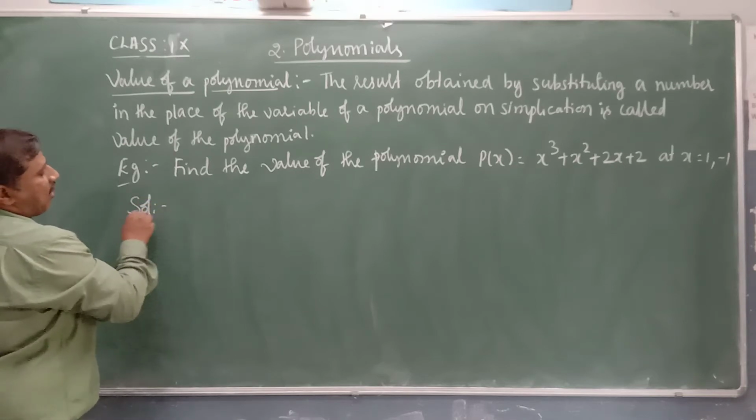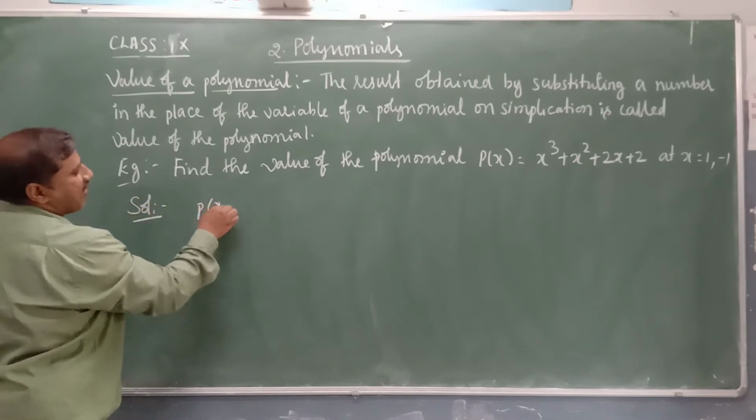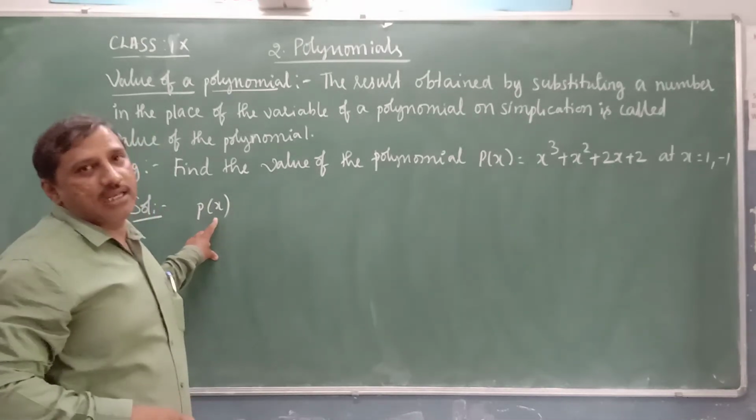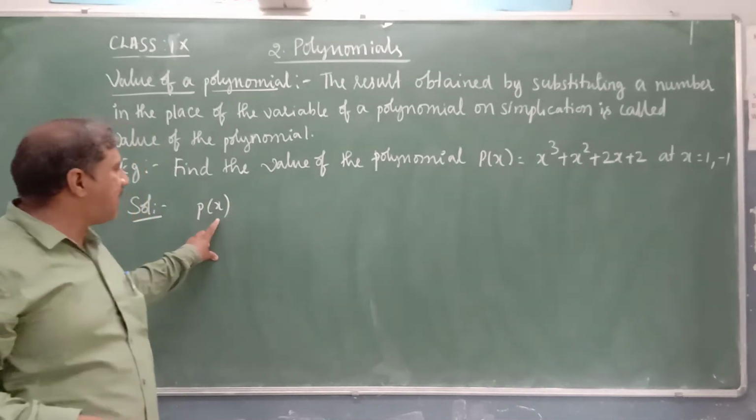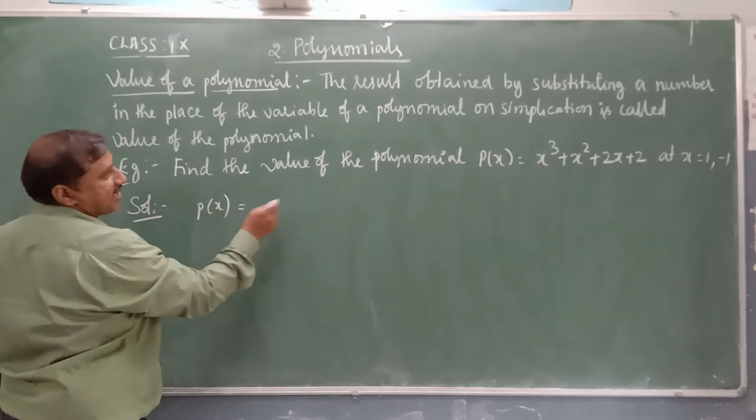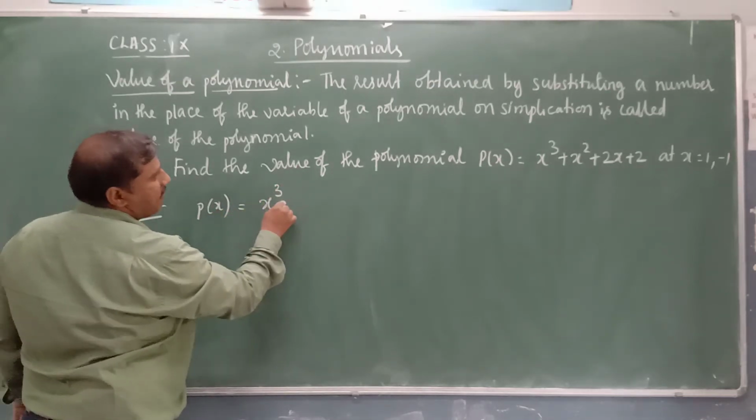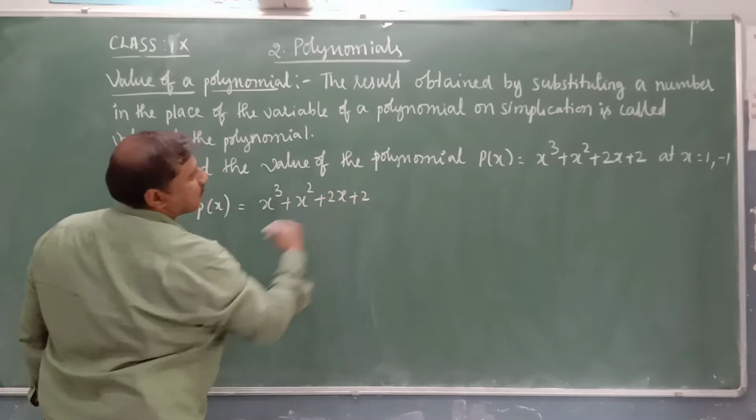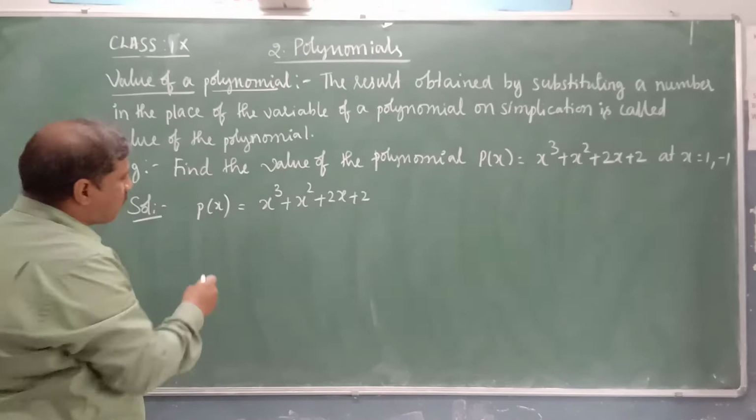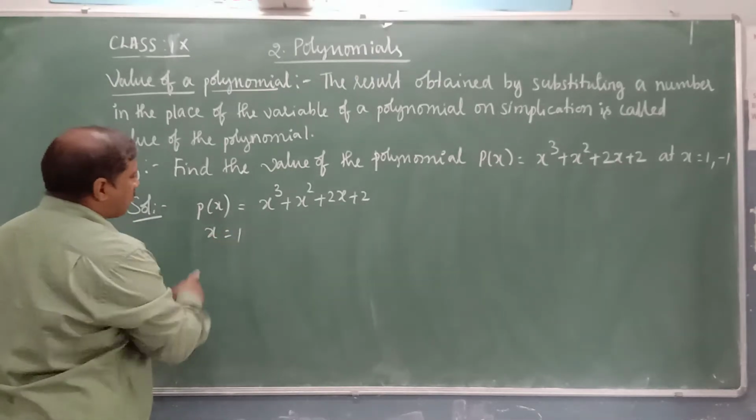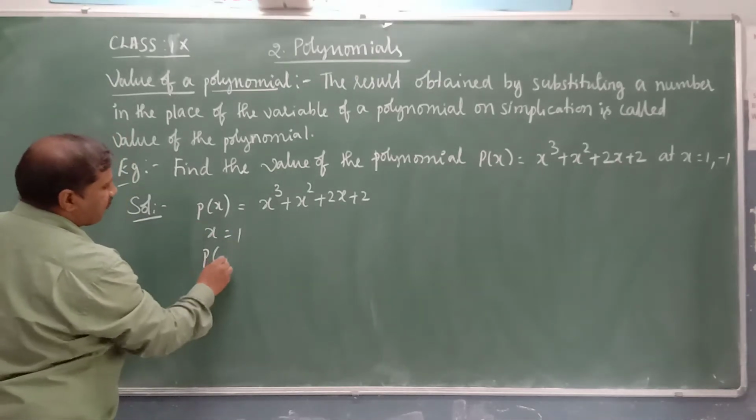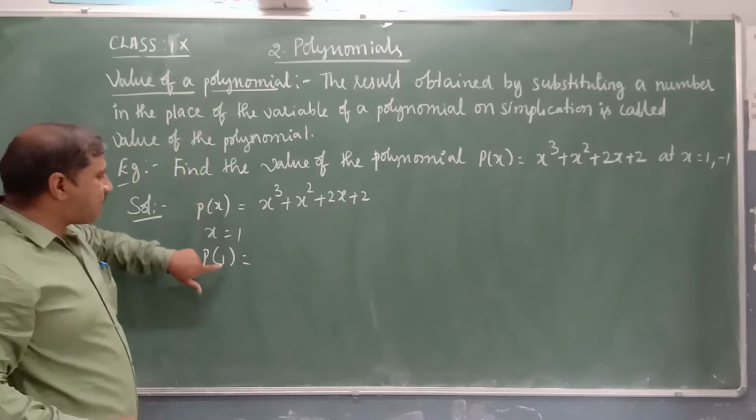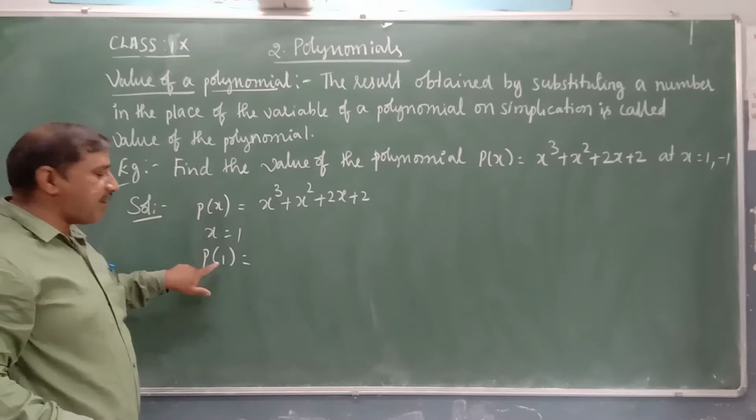Yes, the given polynomial is p of x. P of x means a polynomial with variable x. That is, p of x is equal to x cube plus x square plus 2x plus 2. Now x is equal to 1. If x is equal to 1, p of x will become p of 1. Replace or substitute x as 1.